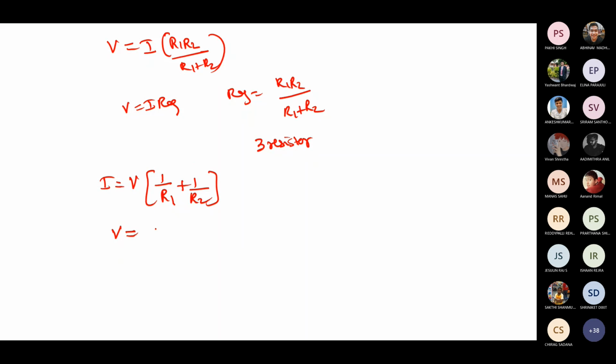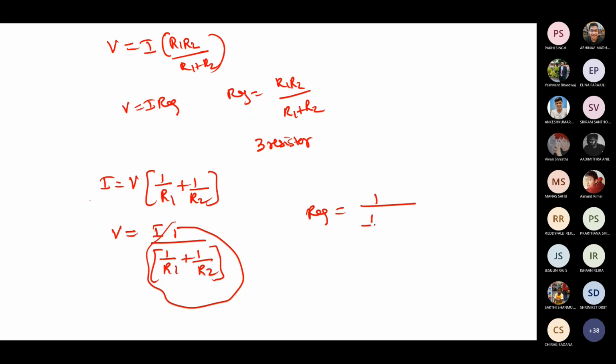Okay. So now I am writing V is equal to, I am going to take this term the other way, other end. So it will be I into, how do you write this? 1 divided by 1 by R1 plus 1 by R2. Is it okay, all of you? Yes, ma'am. Okay, this I am going to take the other way. So now this one I am going to take as R equivalent. So R equivalent is nothing but 1 divided by 1 by R1 plus 1 by R2. Okay, students? So V is equal to I into R equivalent. Fine. So Ohm's law is there.